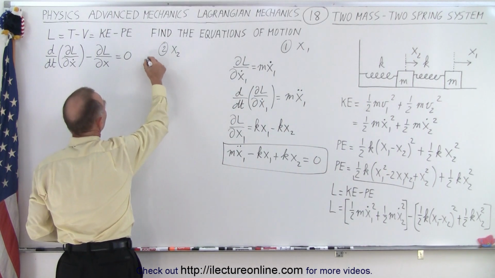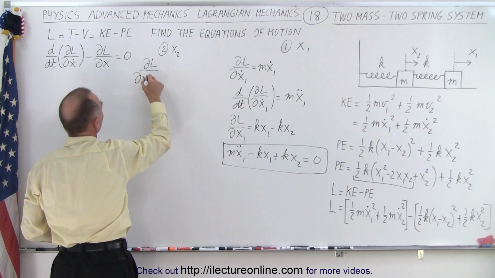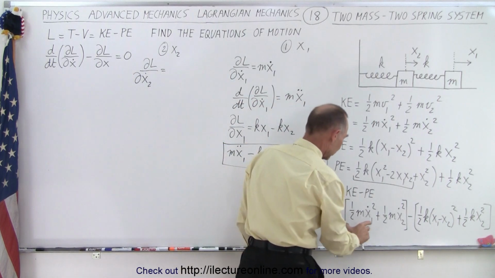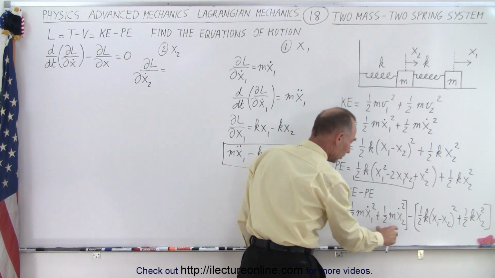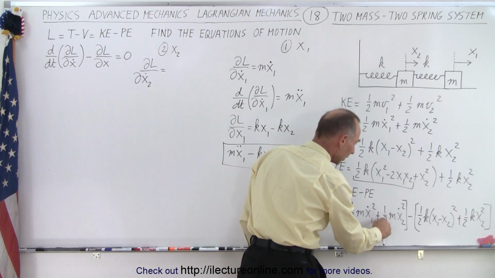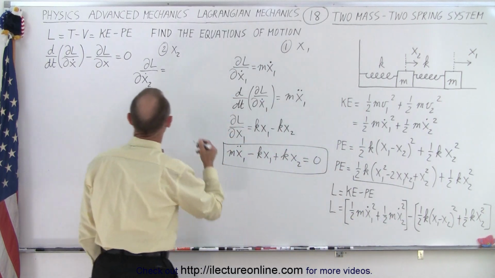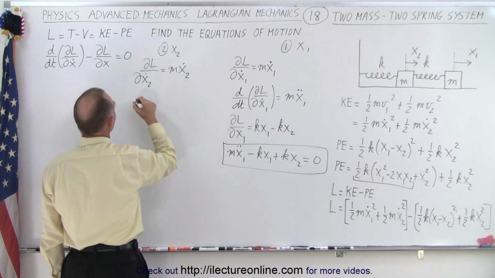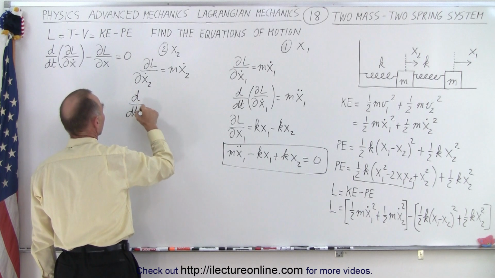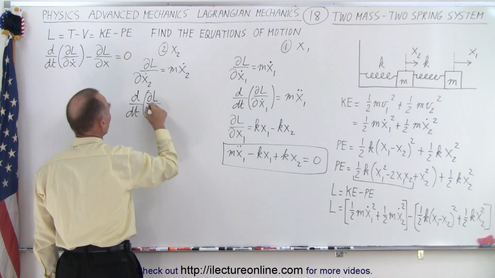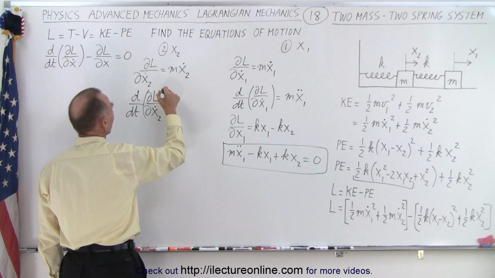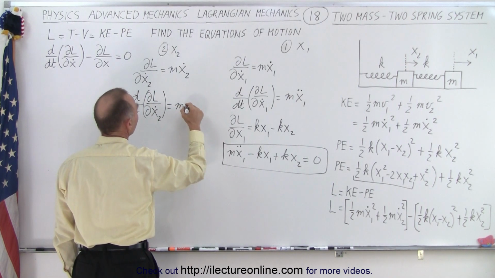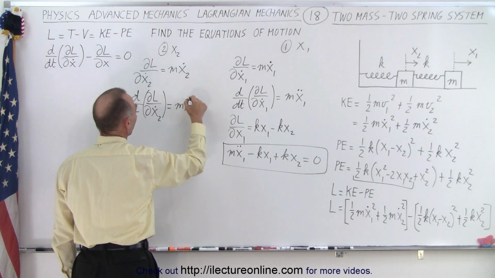So we take the partial derivative of the Lagrangian with respect to x2 dot, which is equal to, so now we come over here and notice that this will be a constant, so therefore that goes to 0. Here we get 2 times 1/2, which is 1 times m x2 dot. So it would be m x2 dot. Then we take the time derivative of the partial of the Lagrangian with respect to x2 dot. That gives us m x2 double dot.